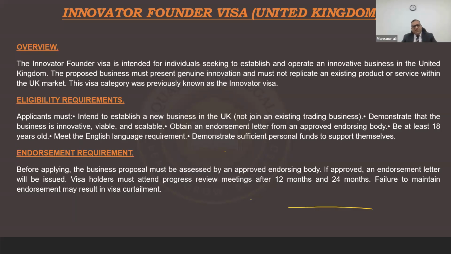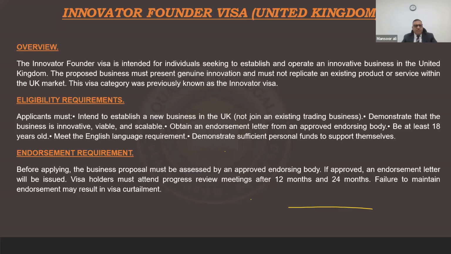Let me explain that the idea could be of any kind. It shouldn't have to be a very hi-fi idea. Even a small idea can come within the domain of the Innovator Founder Visa. For the sake of argument, we had a guy in Pakistan who started Matka Chai, and it was innovative in nature. With these small innovations, you can satisfy the Home Office that this is the innovative thing you're going to introduce in the UK, and they can allow you.